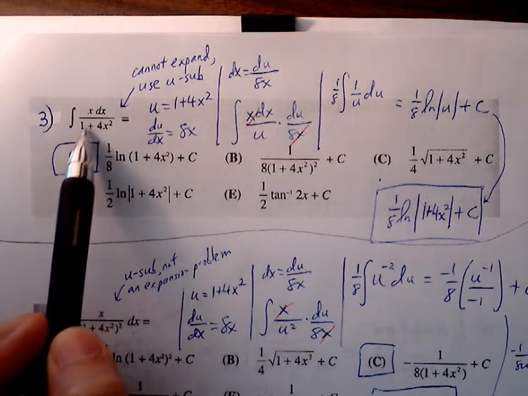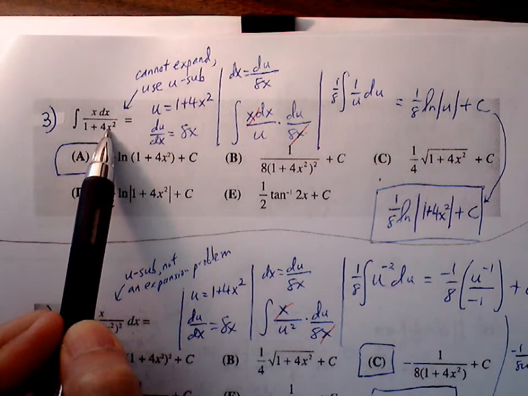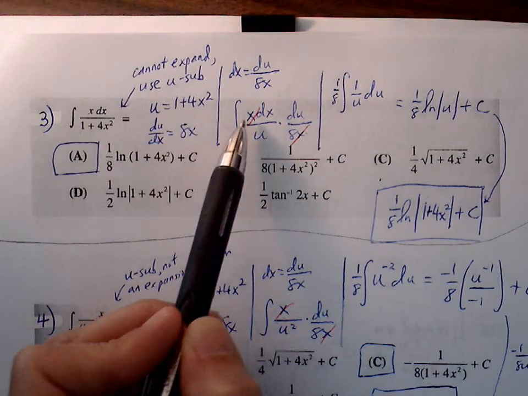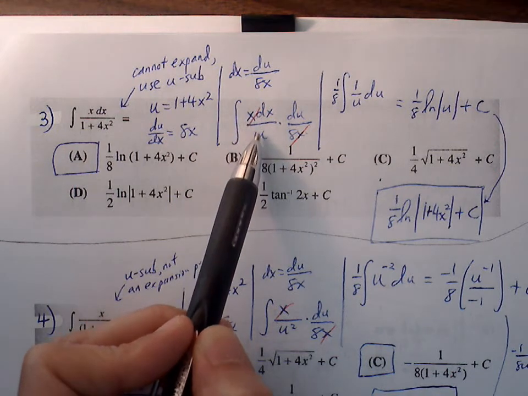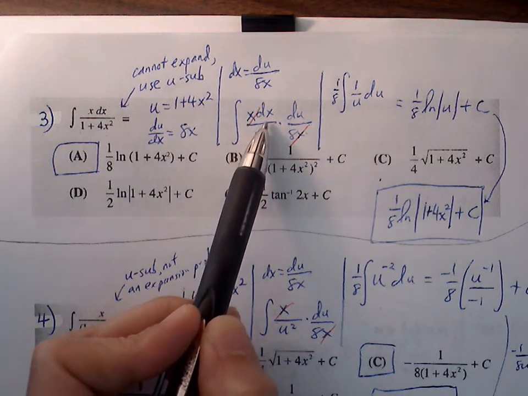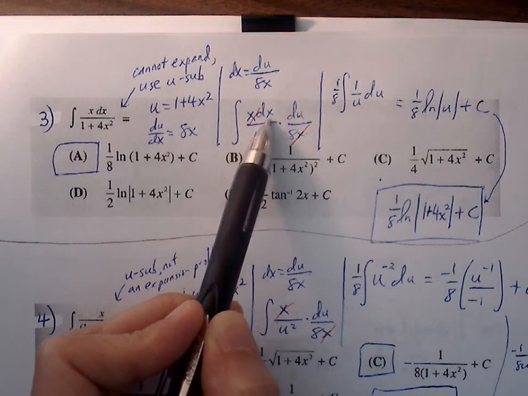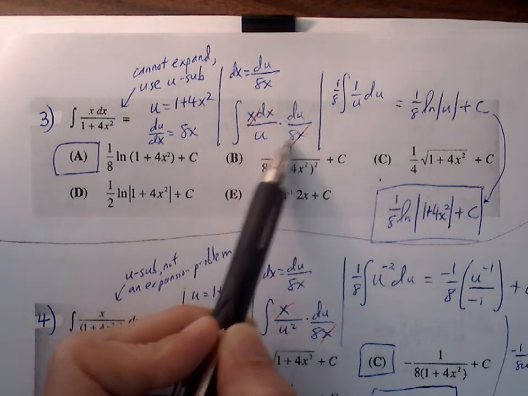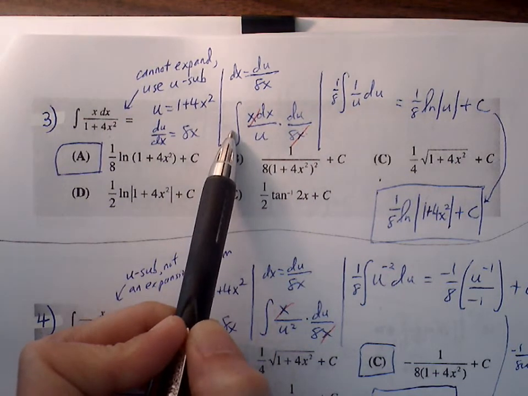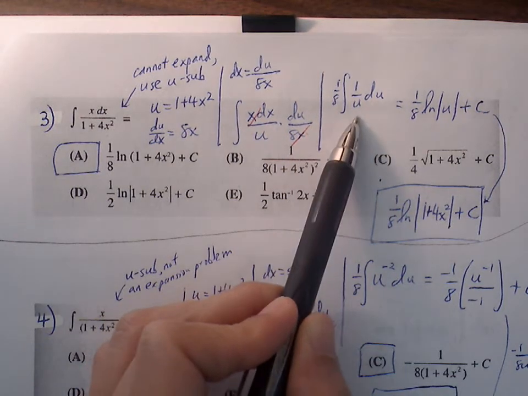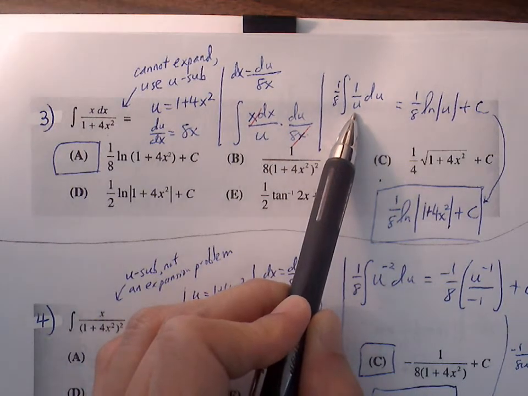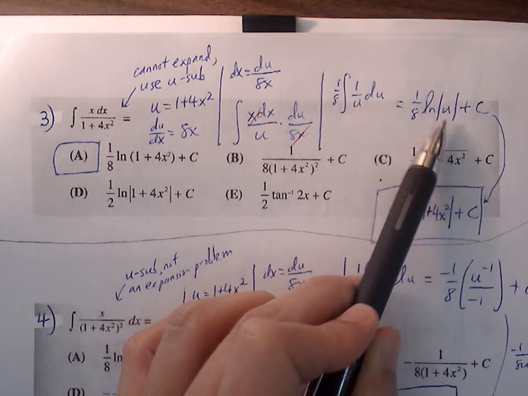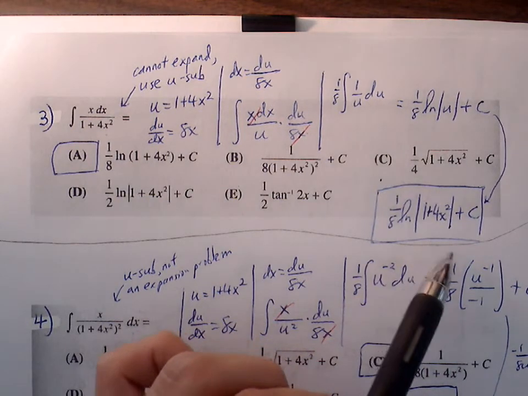We make our substitutions. The denominator gets replaced with u. Dx gets replaced with du over 8x. And when we do that, we're able to get the x's to cancel out, and we can push that 1/8 out in front. And once we push that 1/8 out in front, then we have integral of 1 over u du, and the integral of 1 over u du becomes natural log absolute value of u plus c, and then replace the u back in terms of absolute value 1 plus 4x squared.